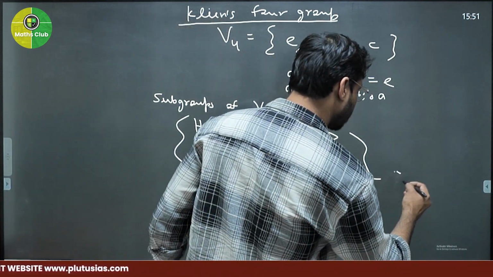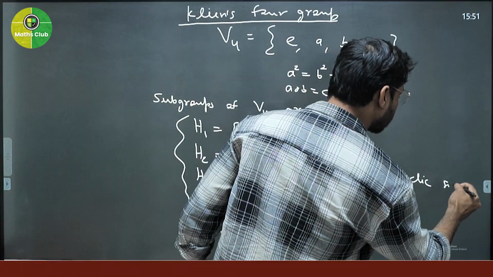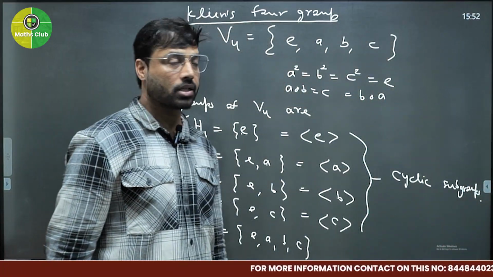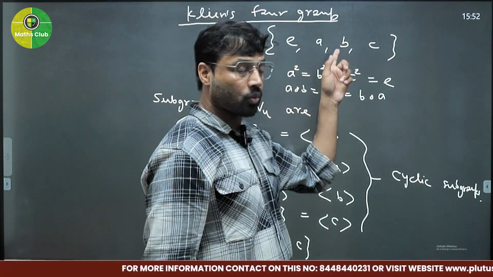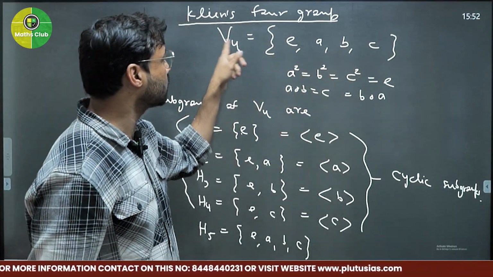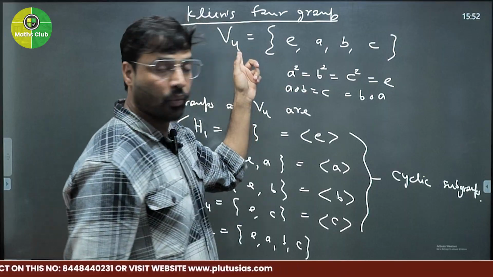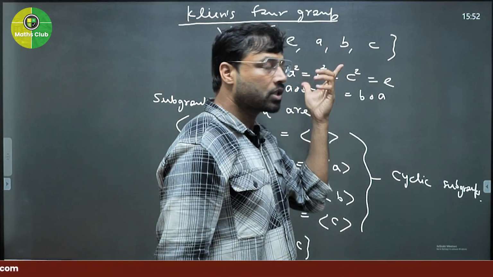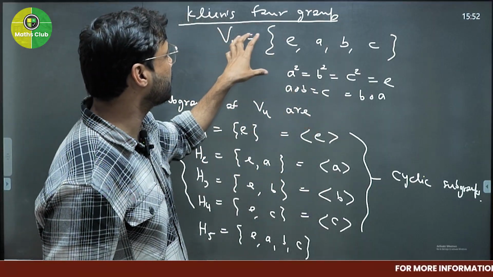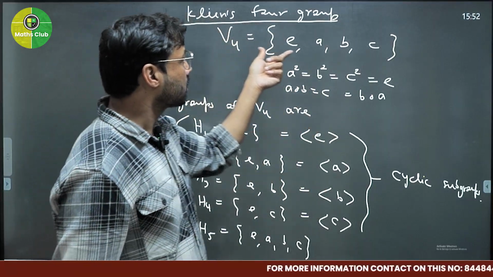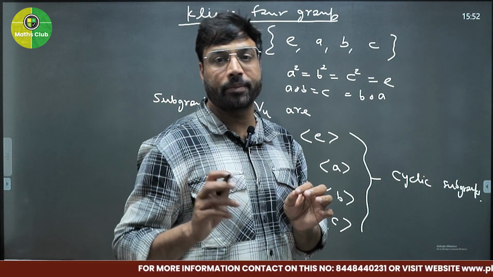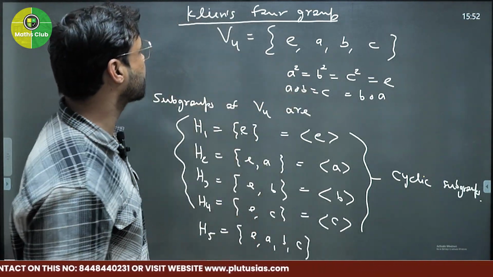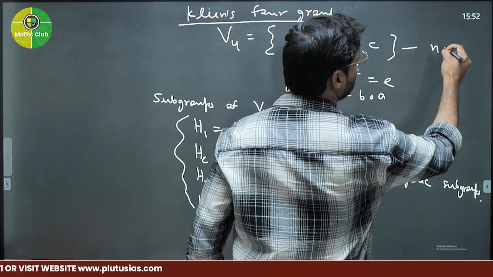But the group is not a cyclic group. V4 is not a cyclic group, as there is no element of order 4 in V4. V4, our Klein's 4 group, would be cyclic if we had an element which generates the Klein's 4 group. That means we need at least one element of order 4, but there is no element of order 4, so it is not a cyclic group.